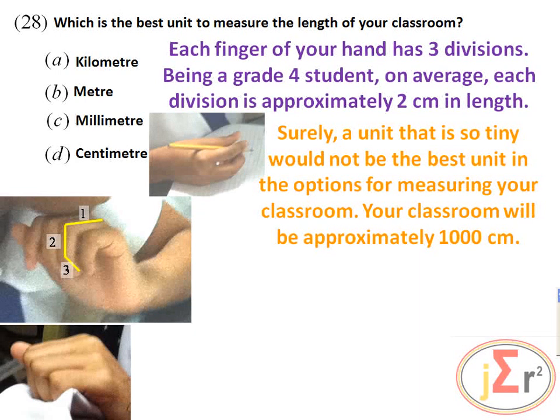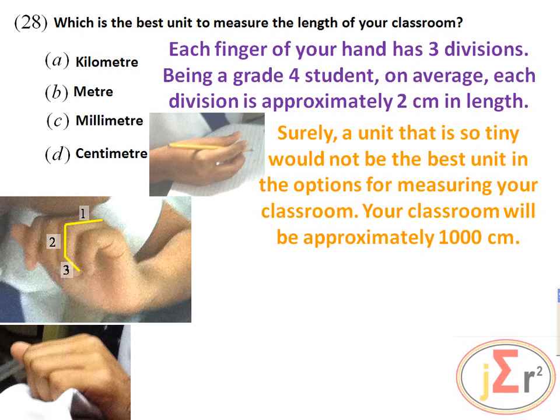Surely, a unit that is so tiny would not be the best unit in the option for measuring your classroom. Your classroom will be approximately 1,000 centimeters. So in order to use centimeter to measure your classroom, you will be looking at using 1,000 of these units. So the centimeter is too small a unit to be used to measure your classroom.